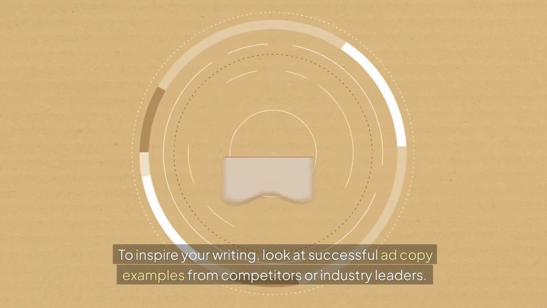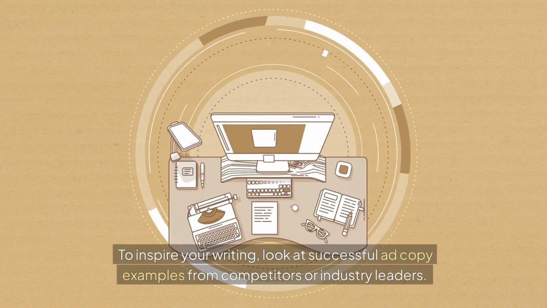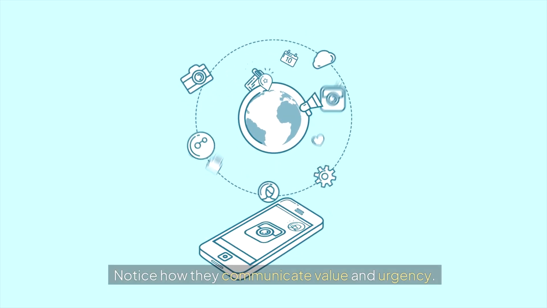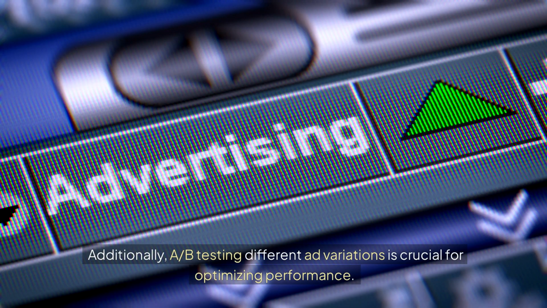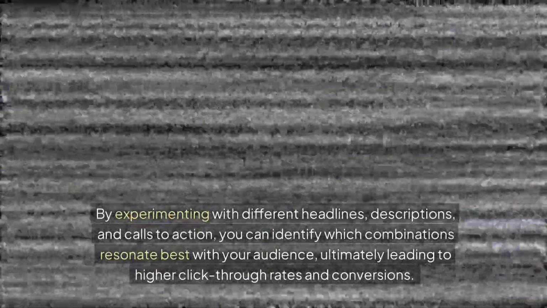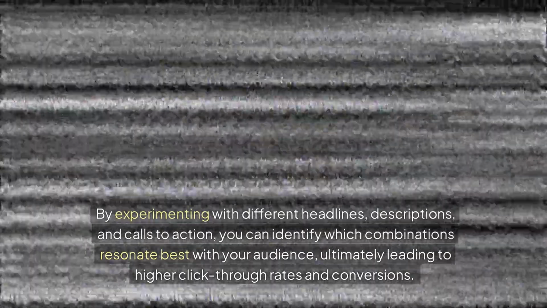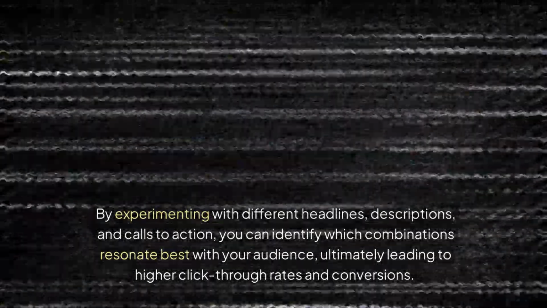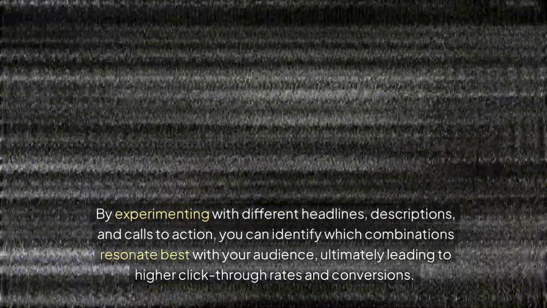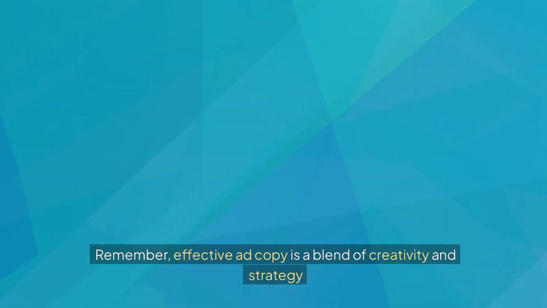To inspire your writing, look at successful ad copy examples from competitors or industry leaders. Notice how they communicate value and urgency. Additionally, A/B testing different ad variations is crucial for optimizing performance. By experimenting with different headlines, descriptions, and calls to action, you can identify which combinations resonate best with your audience, ultimately leading to higher click-through rates and conversions.